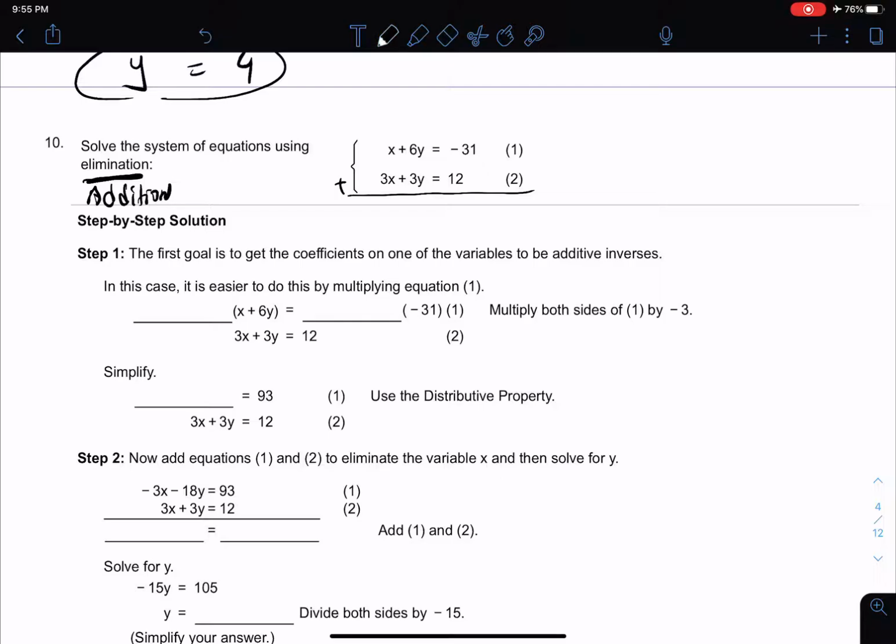If you added them up, 1x plus 3x is 4x, 6y plus 3y is 9y, and negative 31 plus 12 gives us, what does that give us? A negative 19? I'm drawing a blank all of a sudden.